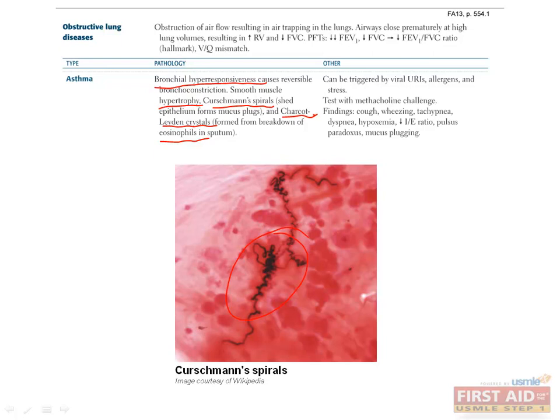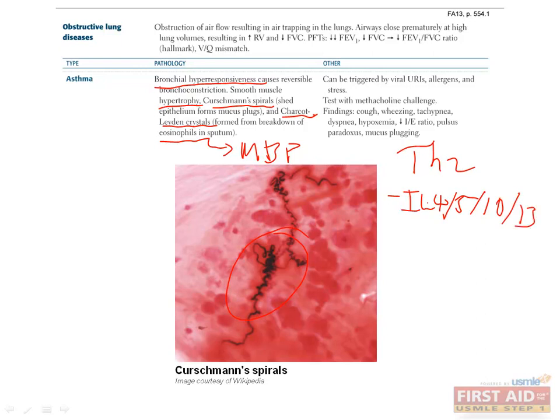What do eosinophils do in asthma? Eosinophils release major basic protein, which causes epithelial cell damage and bronchospasm. In allergic asthma, you also see Th2 cytokines like IL-4, 5, 10, and 13. If you don't remember much about these cytokines, go back to page 200 in the immunology section for a quick review. The findings of an asthma exacerbation are cough, especially at night, along with wheezing, dyspnea, and tachypnea.